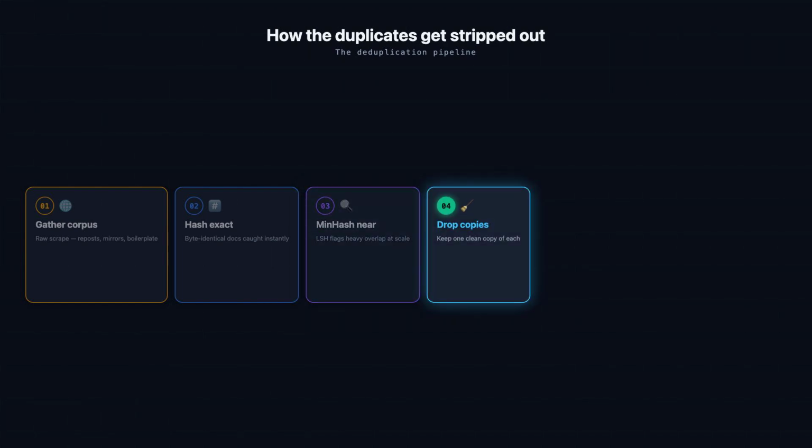Finally, you drop the duplicates and keep just one clean copy of each. What survives is a leaner corpus where every passage earns its place, and the overall distribution isn't skewed toward whatever text happened to be repeated the most across the messy raw web.